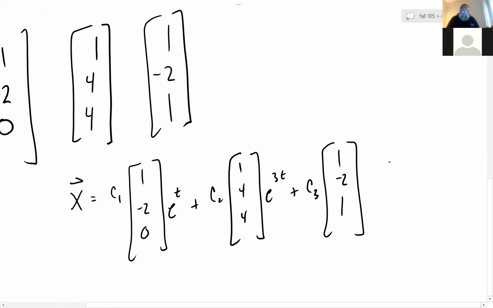That's the real point of what we're doing, okay? That's the whole point of why we want to find eigenvalues and eigenvectors, okay?